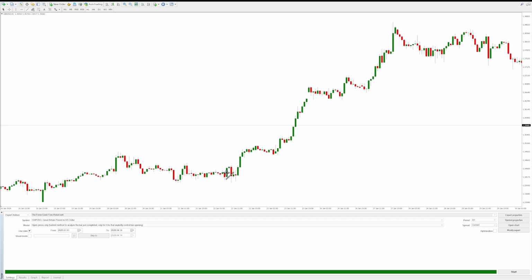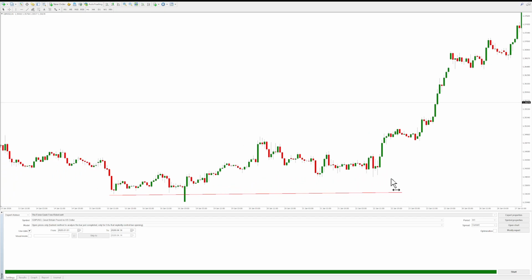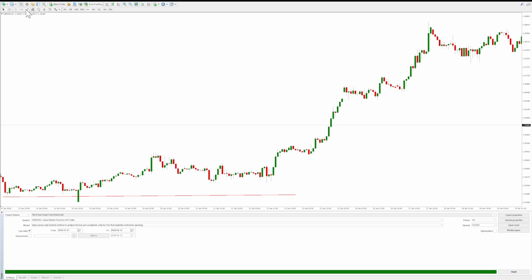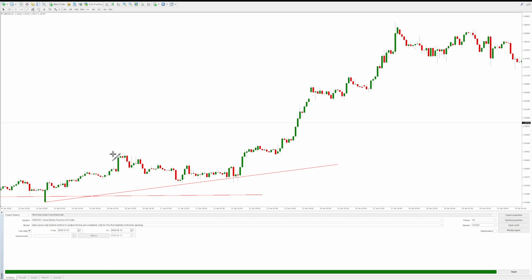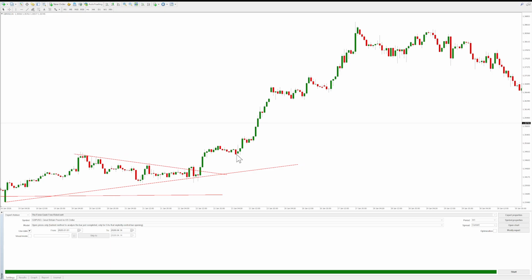So how would we have used the EA to help us out in this scenario? Well, first of all, we could have identified this support level here. Okay, and then we see the market making higher lows, so we know we're in an uptrend. Okay, so I have this wedge formation here, breakout to the upside. So anywhere really here, we can confirm that we're moving up, and we're going to look for buy trades, and we're going to time our entry on a pullback or a breakout.